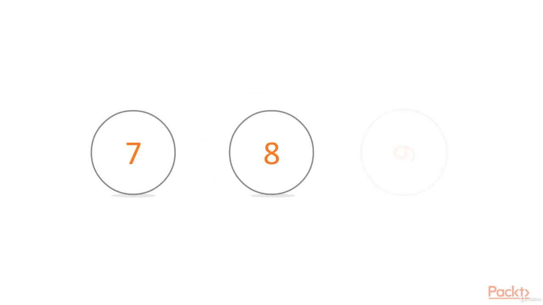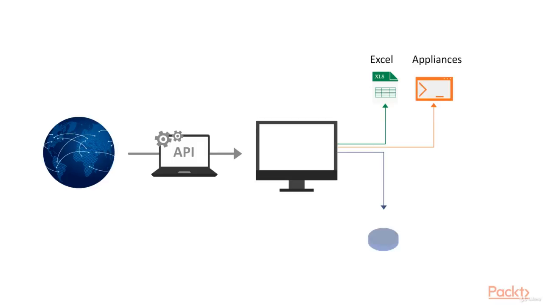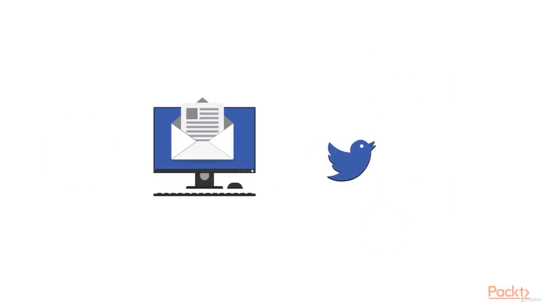Then sections from 7 to 9 will introduce you to the internet and how to interact with it. So you will learn how to scrape websites, how to get data from APIs, and then how to really automate common internet tasks such as sending emails or tweeting and so on.